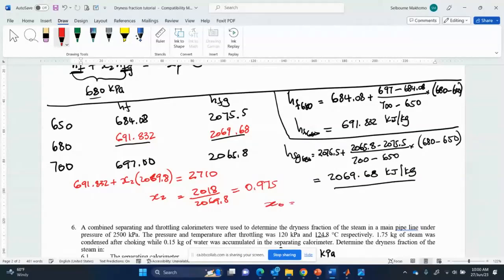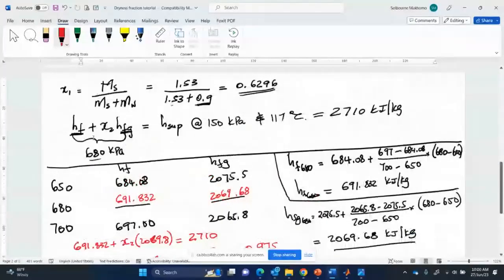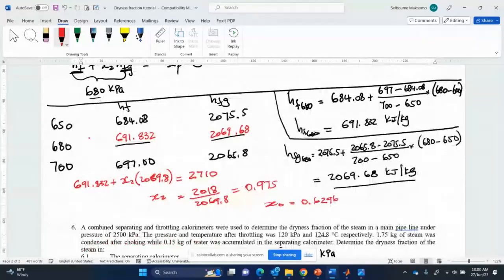So X0 is X1, which is 0.6296, multiplied by 0.975. So multiply by 0.6296. Look how poor this boiler is. It gives 0.614. So the boiler is giving us just 61% of vapor and the rest is water.